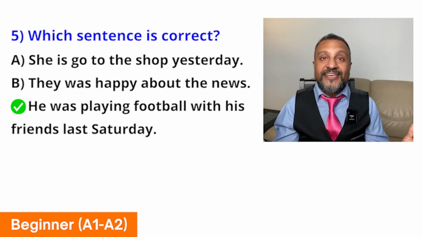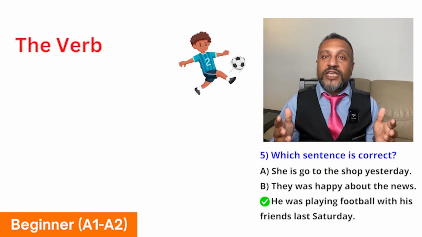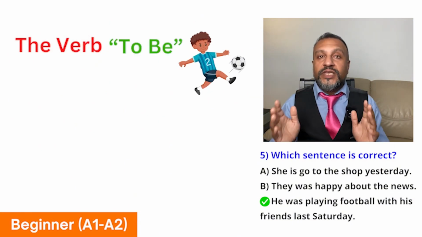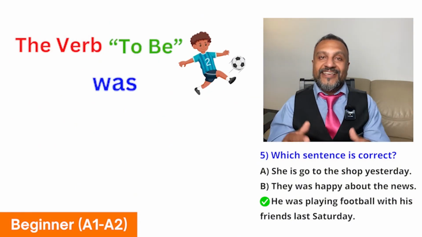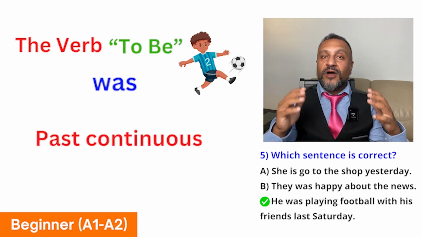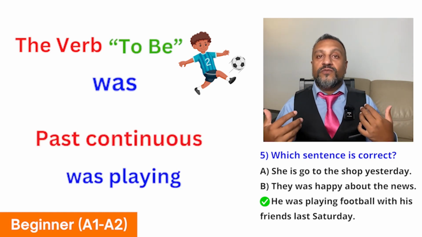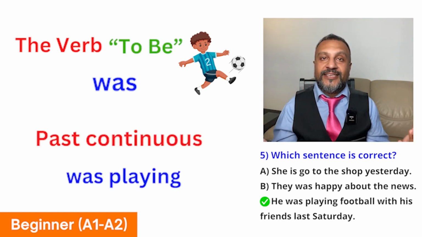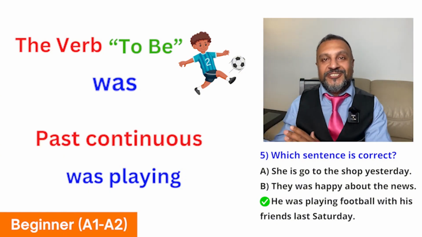But why? C uses the correct form of the verb to be, in this case was. It also uses the correct past continuous tense of was playing. Let's try the next question.